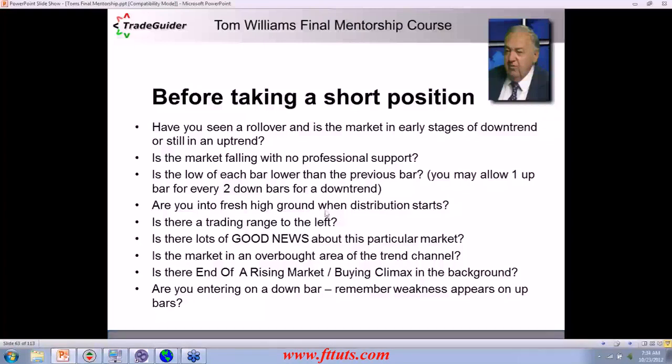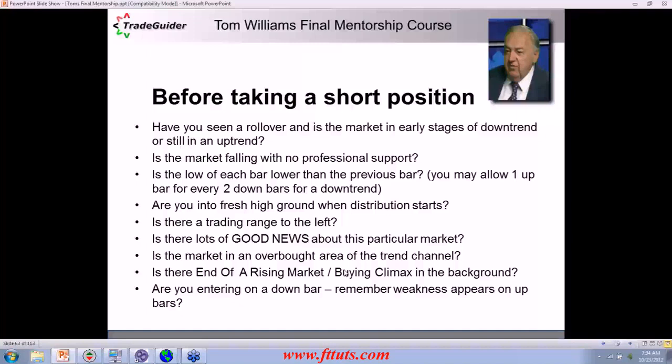Are you into fresh high ground? What do we mean by that? Well, we mean there's no price action for about 200 bars to the left. Remember, distribution happens on up bars when the market's going up. Ask yourself, are you in a trading range at the moment, or are you actually defining a new trend? Is there lots of good news about the instrument at hand? Remember, professionals sell into good news, buying from the public. Is the market in an overbought or an oversold area of the channel? If you're doing a trend channel, the market becomes vulnerable in an uptrend when the market touches the top line of the channel, and becomes especially vulnerable when ultra-high volume pushes it there.